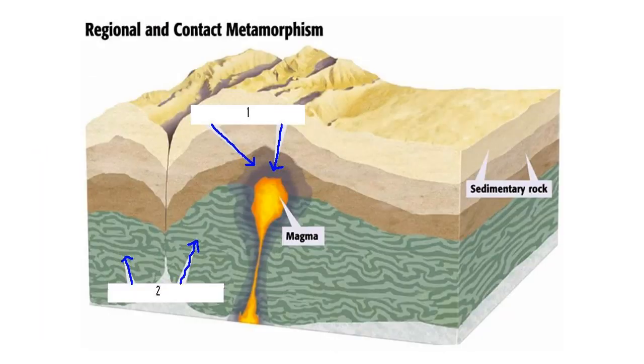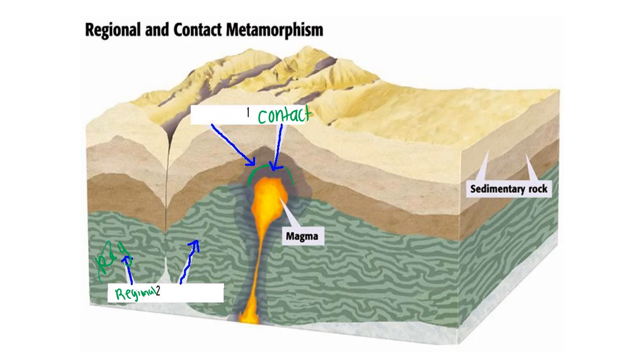All right, so like I was just talking about, you can have regional or contact metamorphism. So are the metamorphic rocks changing regionally or because they were in direct contact with some magma? So you can see here number 1 is going to be your contact metamorphism. So these are all going to be metamorphic rocks that formed from contact with the magma. Whereas number 2, oh, that's hard to see. So I'll write it right here.